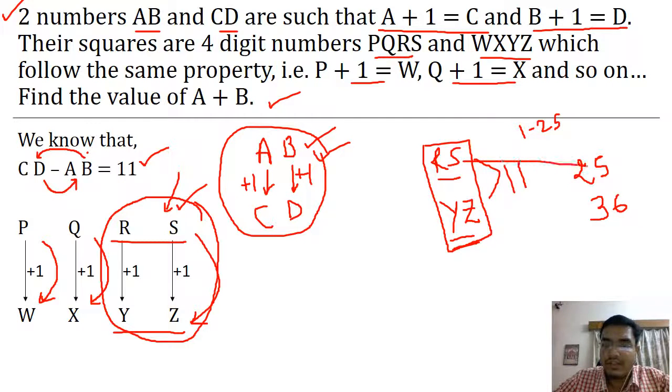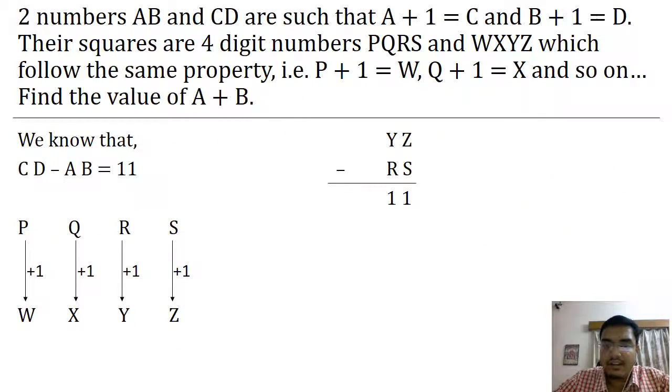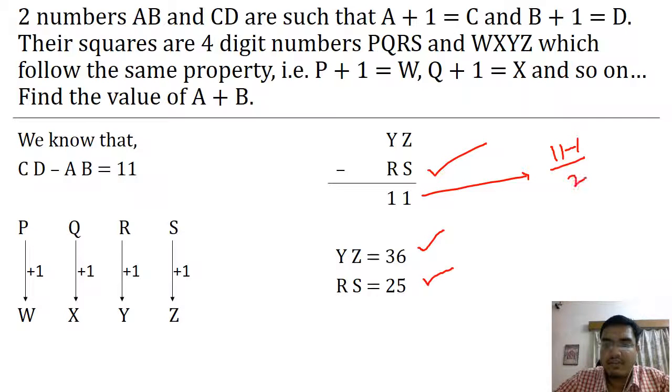So now we know that our value of RS is 25, and the value of YZ is 36, right? So when I write YZ minus RS equals 11, I get YZ equals 36 and RS equals 25. Because if you see this 11, 11 minus 1 is 10, you divide it by 2, you get 5. So 11 would be the difference between 5 square and 6 square. So now we know that our value of B is 5, because RS is ending in 25. So obviously B has to be 5.